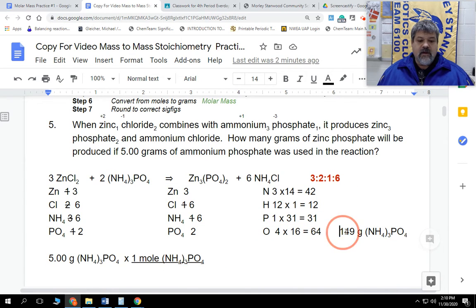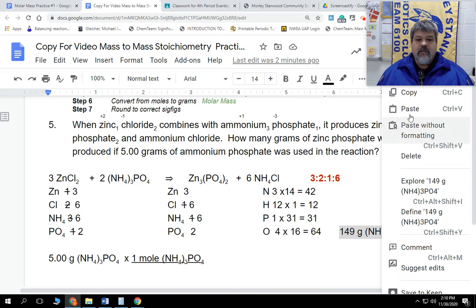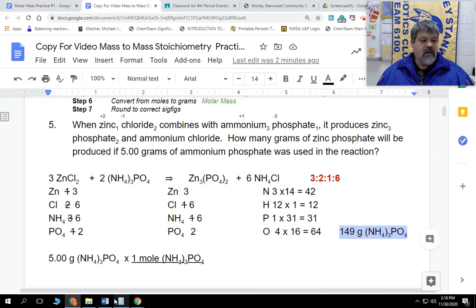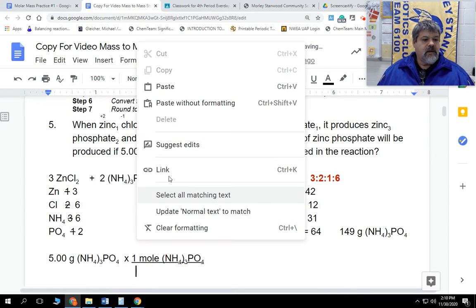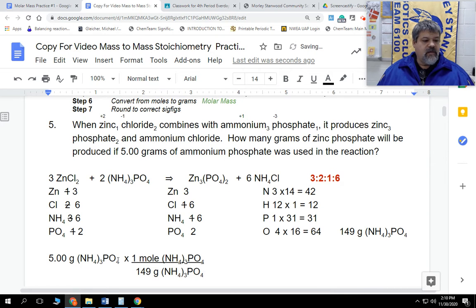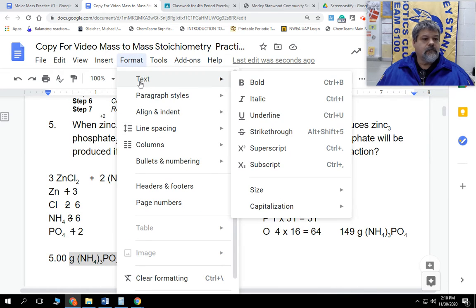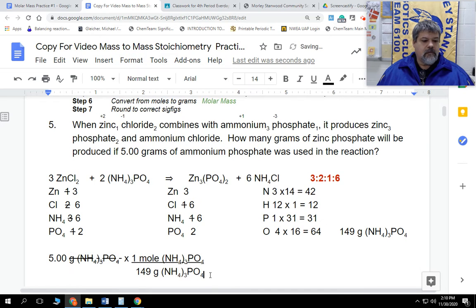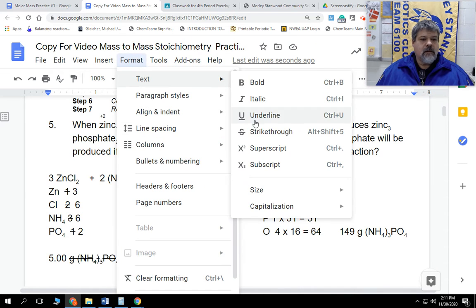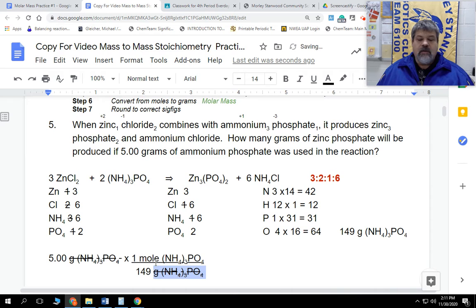So we're going to take this right here and we're going to copy that and we're going to paste it on the bottom. So we're going to copy it and we're going to paste it right there. Okay. So once I paste it right there, we know that we can get rid of our grams of ammonium phosphate. So we're going to strike through that. And we're going to strike through that. Okay. So once I do that, now I'm in moles of ammonium phosphate.